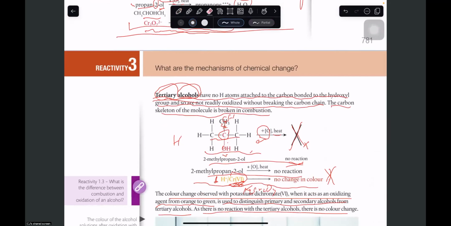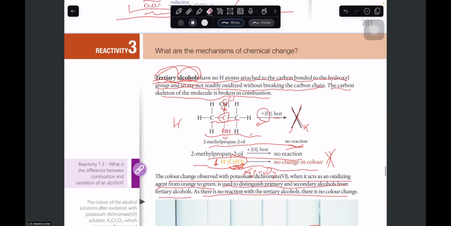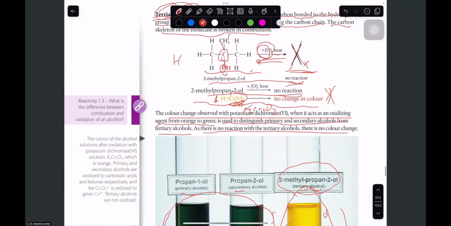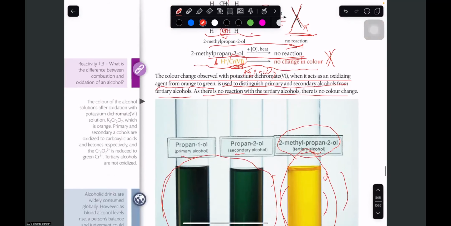The tertiary alcohol has no hydrogen connected with it. For example, like this one. We can see this carbon connected to other carbons and an oxygen. So there's no hydrogen connected directly with it. Therefore, it could not react with the oxygen ion. So there is no reaction.